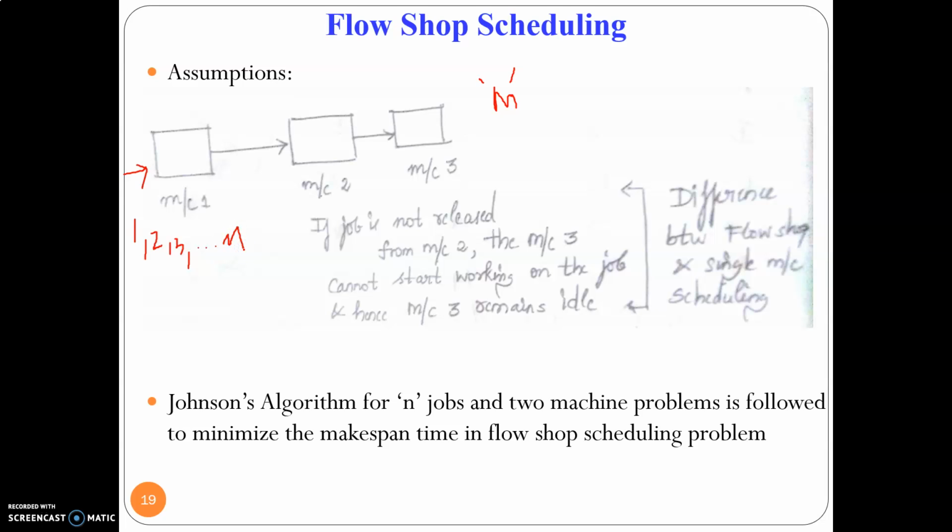One important difference between flow shop scheduling and single shop scheduling is there will be m independent machines and all the jobs will have the same machining sequence. So job 1 will first be processed in machine 1 followed by 2 and 3. Similarly, job 2 will first be processed in machine 1, 2 and 3.